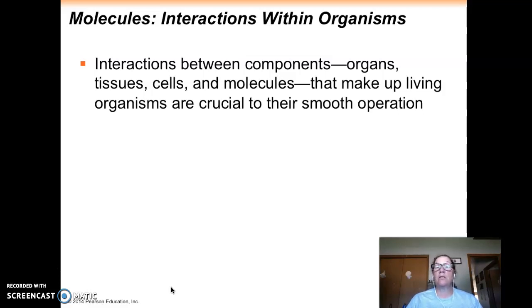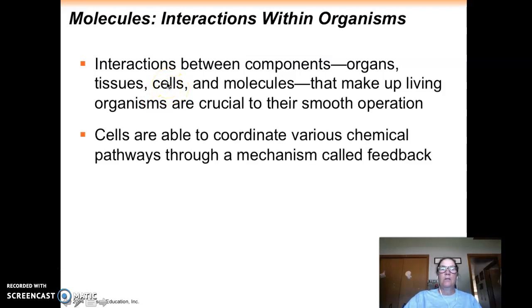So if you want to go smallest to largest, you go molecules. A bunch of molecules working together make up a cell. A bunch of cells working together makes a tissue. A bunch of tissues working together makes an organ. A bunch of organs working together make an organ system, and a bunch of organ systems together make up an organism. Now, the more complicated the organism, the more organ systems you have, and so on. You might end right here if you're talking about an amoeba. Okay, they're just made up of one cell.